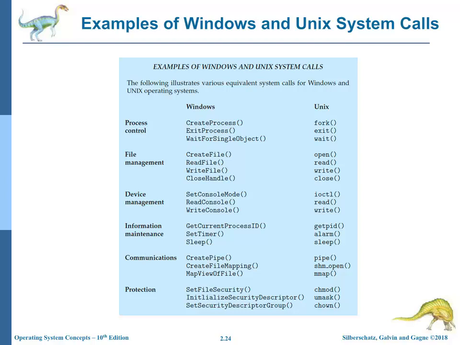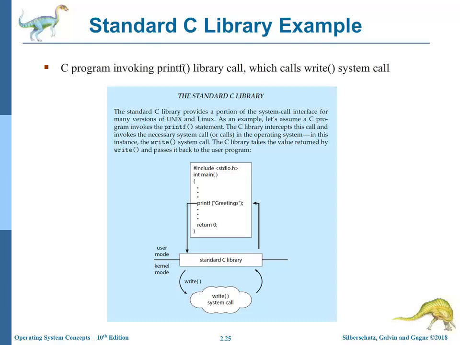The protection system calls are used to control access to resources, get and set permissions, allow and deny user access. In Windows, we have SetFileSecurity, InitializeSecurityDescriptor, SetSecurityDescriptorGroup. And in Linux, correspondingly, we have chmod, umask, then chown.